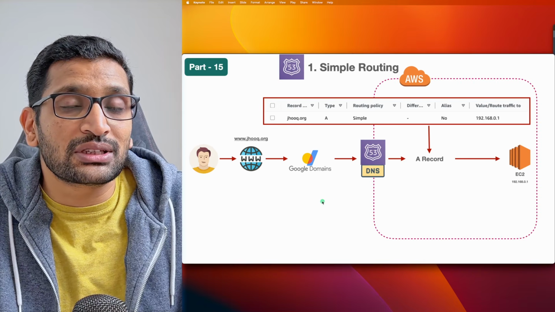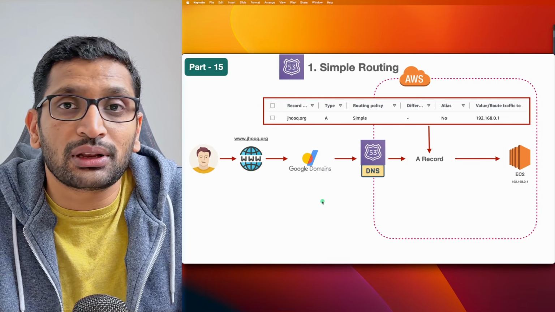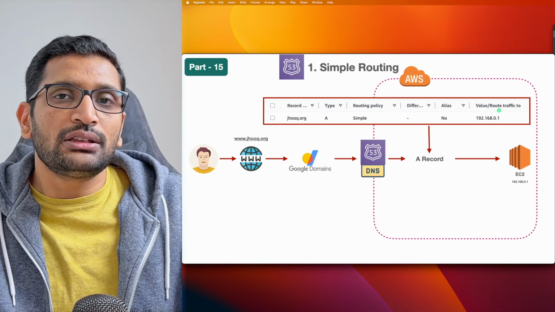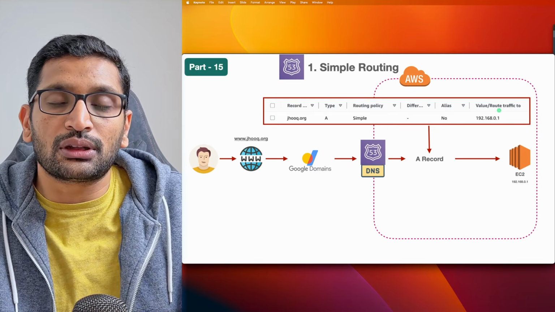Alright, so till now we have seen a very basic example of simple routing. So we have a user who puts a request for jhook.org, which goes to the Google domain, and then from there it finds the name server record for Route 53, and from there it has a record which points to this EC2 instance. This IP address is just an example IP address which might differ when you create your own EC2 instance. But the idea is pretty simple when we are using Route 53.